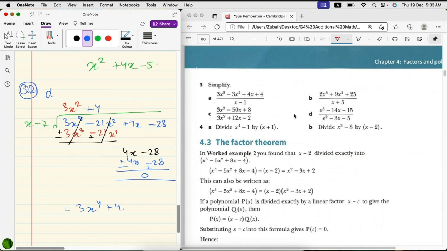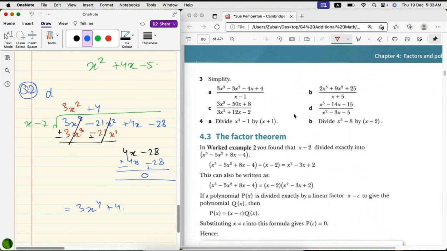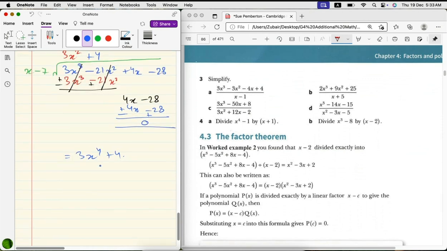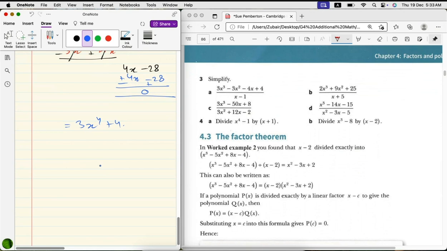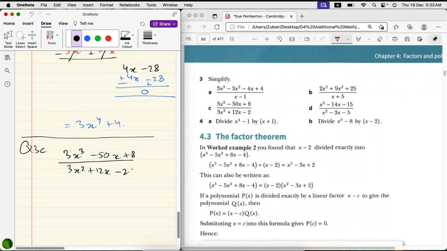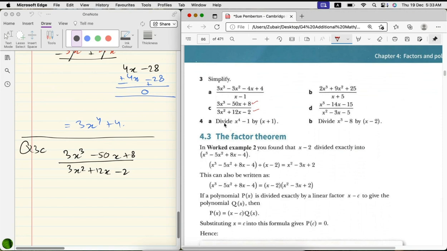Now, question 3 is just a different writing style. 3a and 3b are exactly the same. Let's try 3c. 3x cubed minus 50x plus 8, and then 3x squared plus 12x minus 2. If both of these were quadratic, we would go for either middle-term breaking or something and eliminate the like terms first.